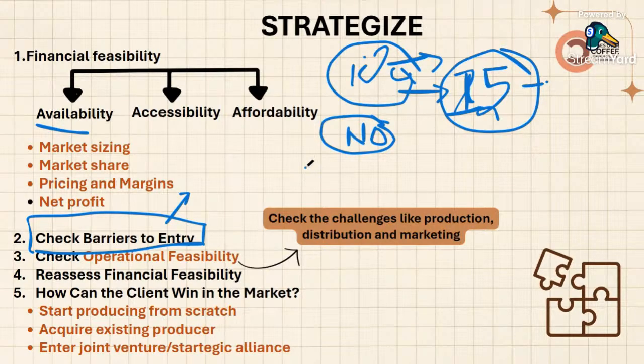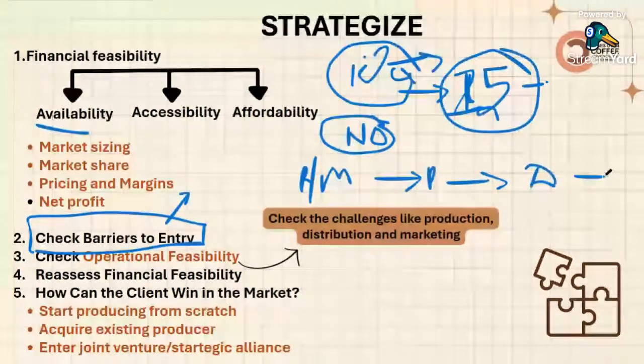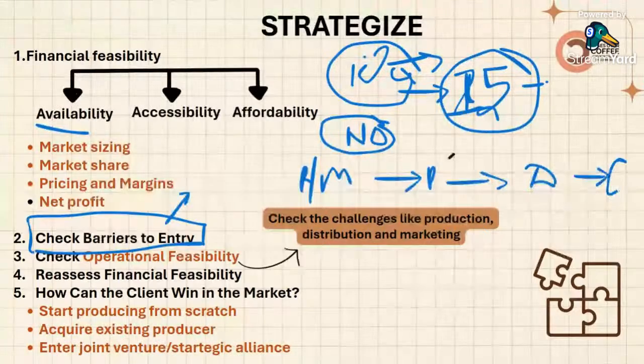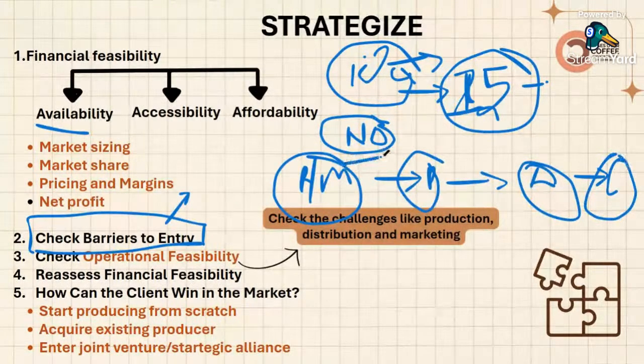Let's say we have the raw material, the production, then the distribution, and then the consumer. Now let's say we have raw material of 80,000, and out of the 80,000 we had 60,000 production and 40,000 as distribution. But out of that 40,000, only 30,000 has been consumed by the customer.